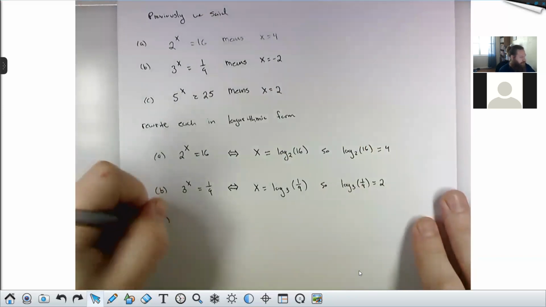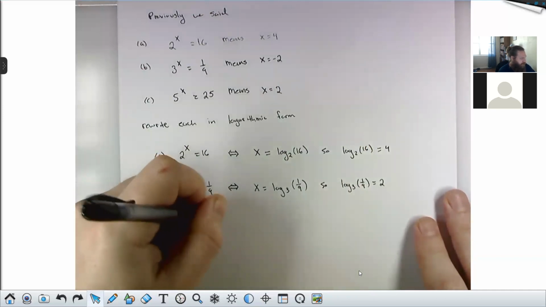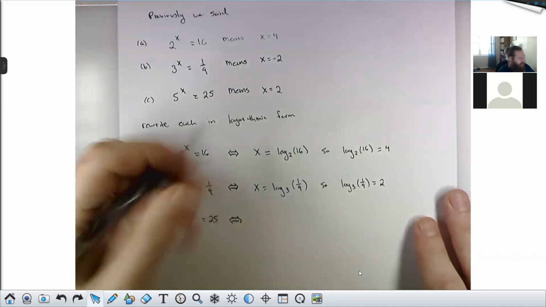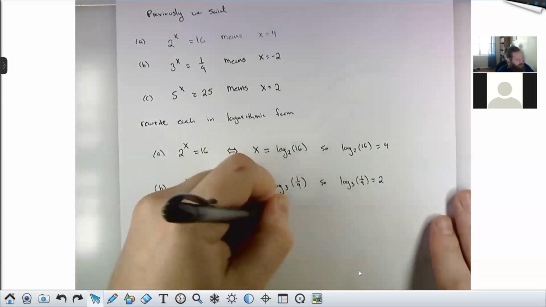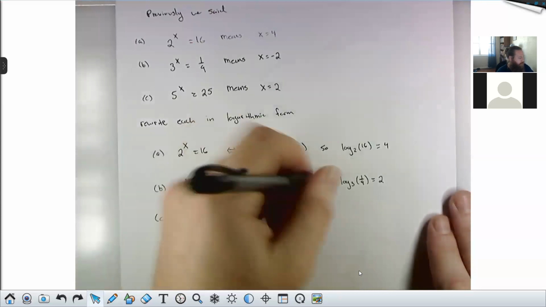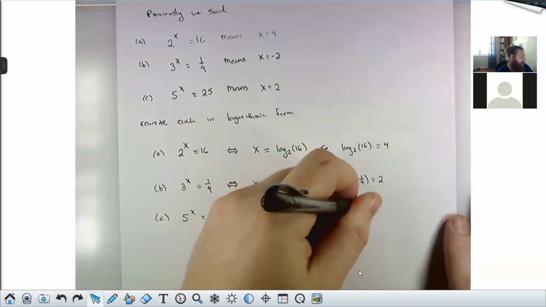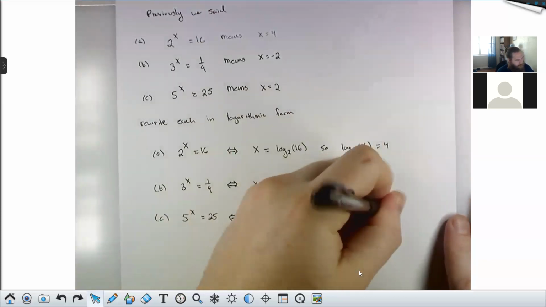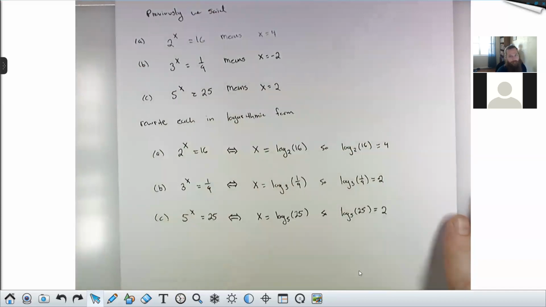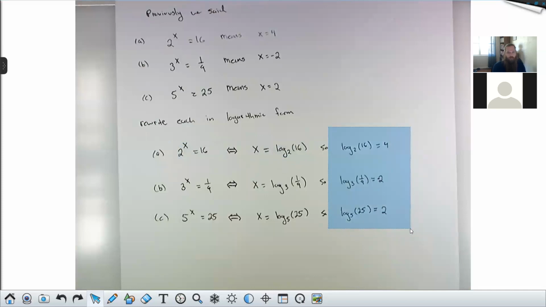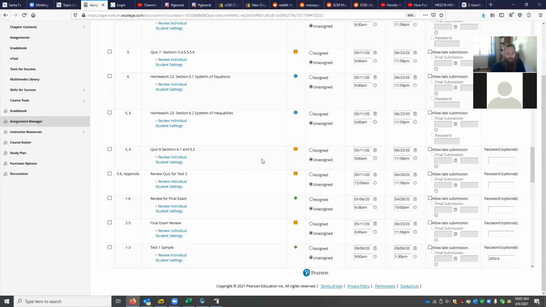And then finally, 5 to the x equals 25 could be rewritten in logarithmic form as x equals the base 5 log of 25. So the base 5 log of 25 is equal to 2. So logarithms allow us to rewrite things like this. And if you know the solution to the thing like this, then you can say what that log is equal to. I'm going to get us some more practice just computing logs here. I'll take one or two from your homework.